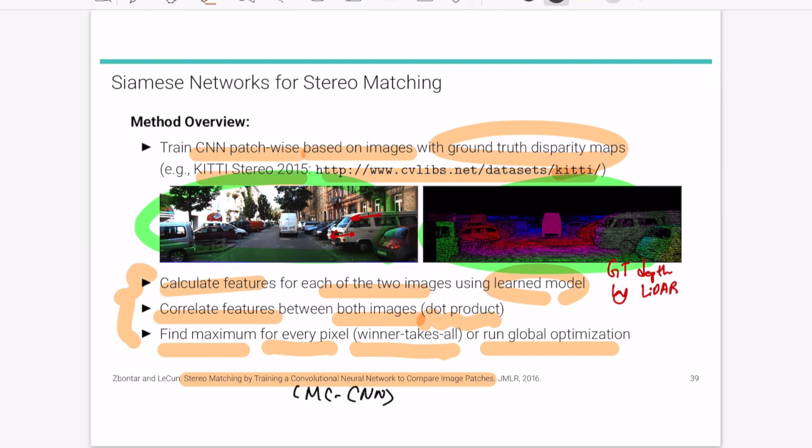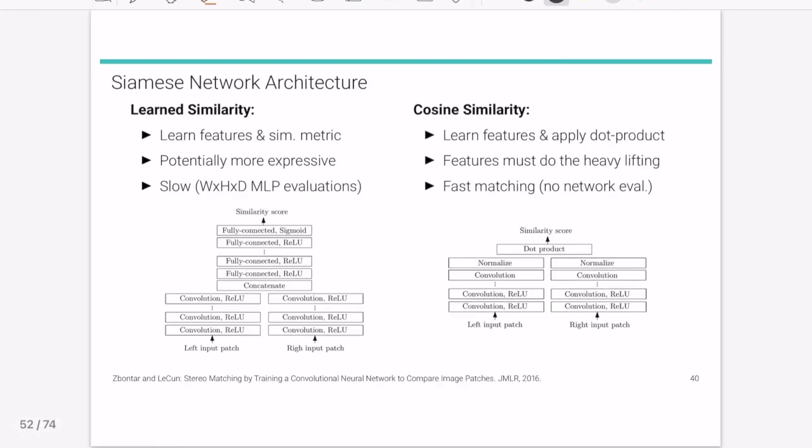So from now on, let's talk about the model itself. In the original MC-CNN paper, they proposed two variants of the model. The first model was called the accurate version, and the second one used cosine similarity, which was called the fast version.